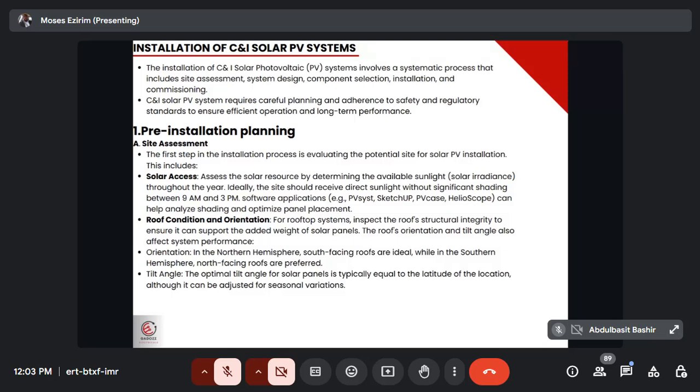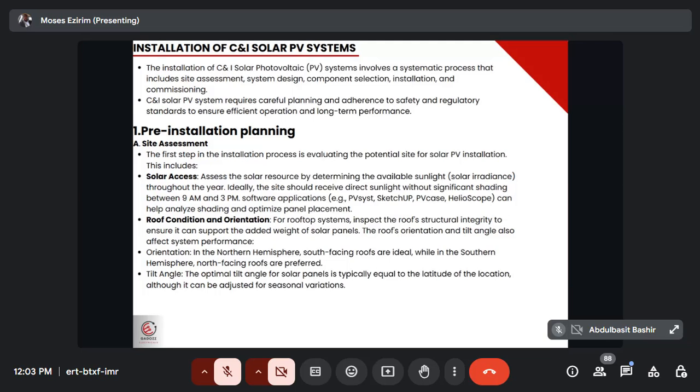All right, so now this is the first step: pre-installation planning. What are the pre-installation planning that you need to do? The first step is site assessments. The first step in the installation process is to evaluate the potential site for solar PV installation. Now, what do you need to do? You need to do the solar assessment.